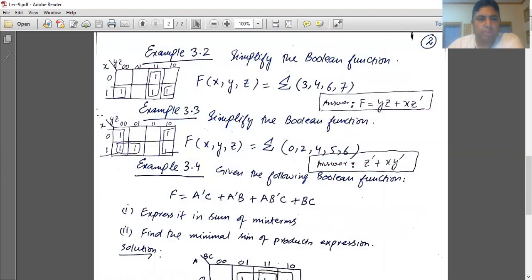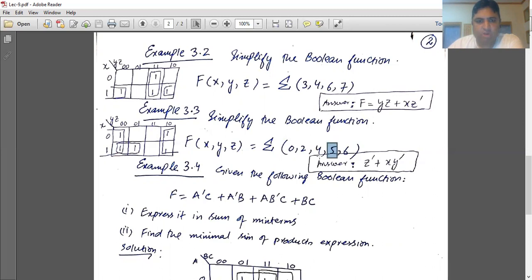Again, you make a K map, and you write 5 ones in the 5 squares given in this minterm list 0, 2, 4, 5, 6. 0 means triple 0, so you put 1 here. 2 means 0, 1, 0, so you put a 1 here. 4 means 1, 0, 0. This is 1, 0, 0, you put a 1 here.